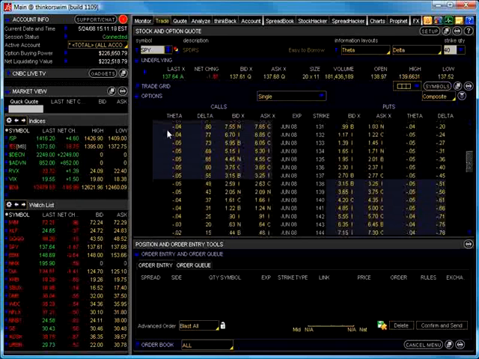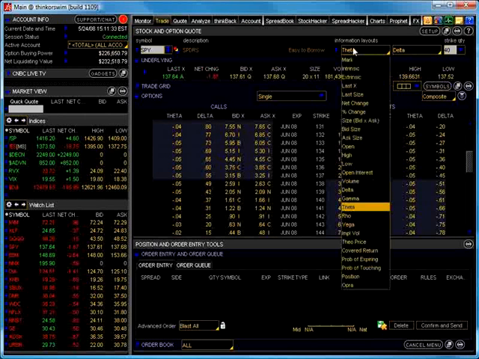But theta is strongest at right around the in-the-money options. That's where you achieve the majority of your theta. But it also has a very low probability of being successful. All right. Anyway, we can change. There's a lot of different variables and information that we can receive from this position.